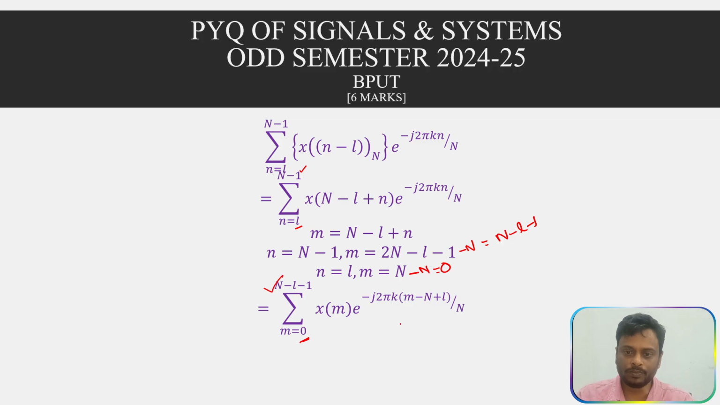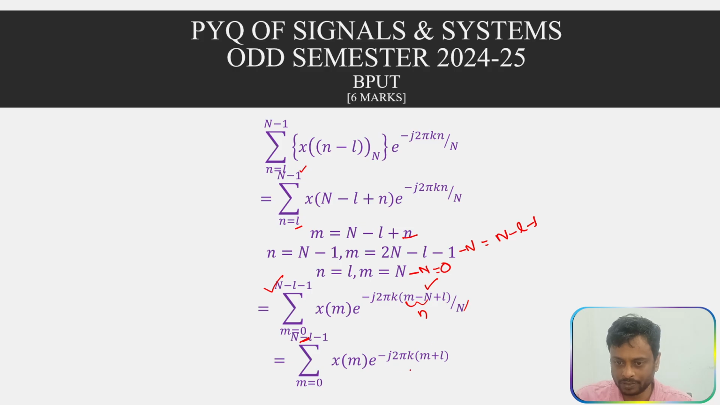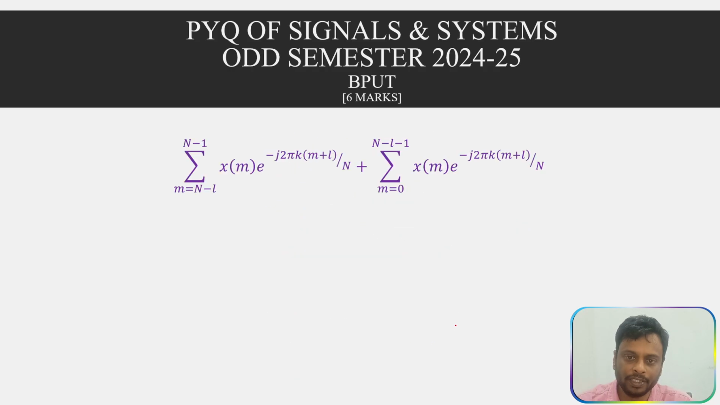Now it will be this one. In place of n you can write m, this is written over here, m minus l plus n. This is the value of n. Now it will be e to the power, because you can cancel out this n, so that will be e to the minus j 2 pi k (m plus l). Now we can add these two parts.